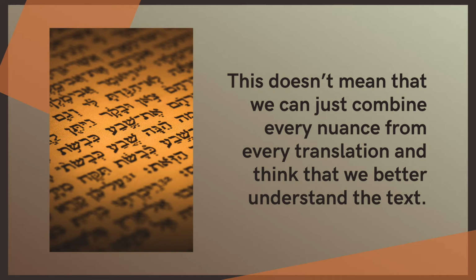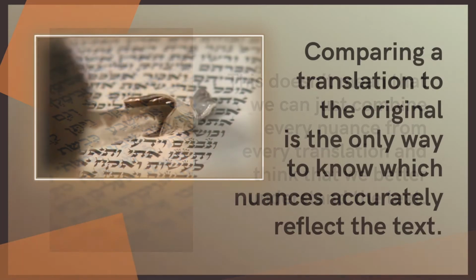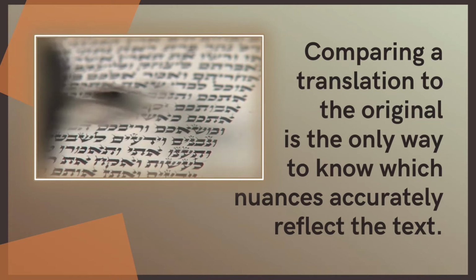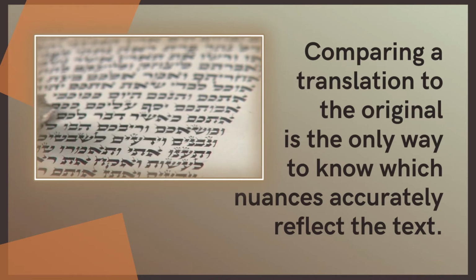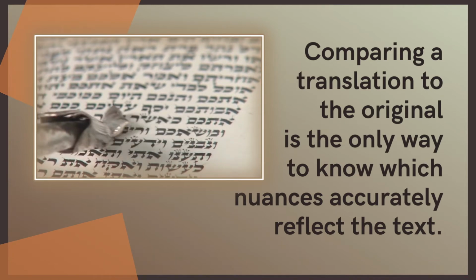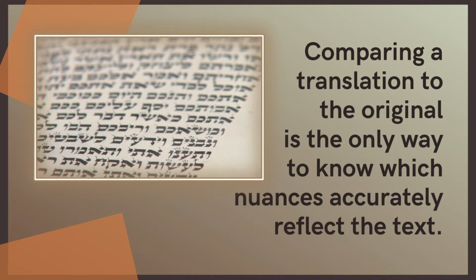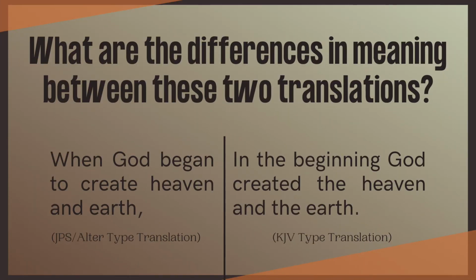The only way to really measure to what extent a translation is accurate is to compare it to the original. Furthermore, comparison to the original is also the only way to know which nuances accurately reflect the text when we have discrepancies in the meaning of different translations. Take the two main translations we're looking at. In the beginning, God created the heaven and the earth. That's how it reads in the KJV, and most other translations are pretty close to it. Now, for the other translation, when God began to create heaven and earth. Again, this is found in JPS 1985 and Robert Alter's translation. Focusing on the first phrase, what's the difference in meaning here?